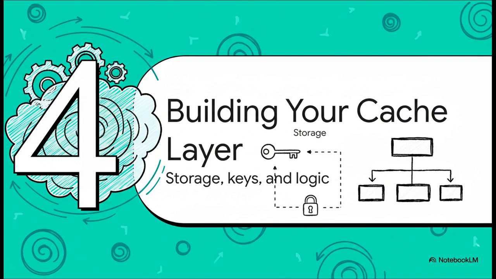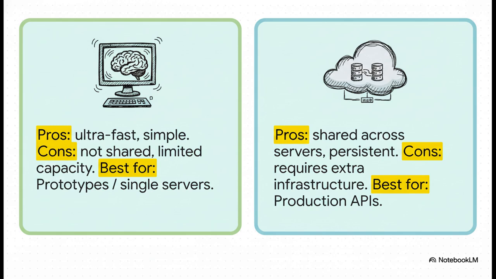Now we're getting into the how-to, the practical stuff: storage, keys, and logic. When it comes to storage, you've basically got 2 main options. First, an in-memory cache. It's lightning fast, it's simple to set up, and it's perfect if you're just building a prototype or running on a single server. But the moment you scale up to a real production app with multiple servers, you have to use a distributed cache like Redis. Yeah, it's a bit more work to set up, but it's shared, it's persistent, and it's built to handle a heavy load.